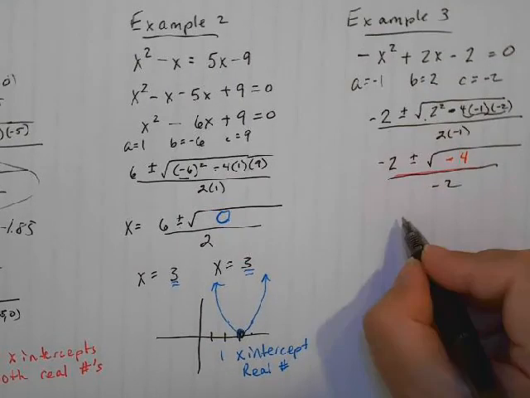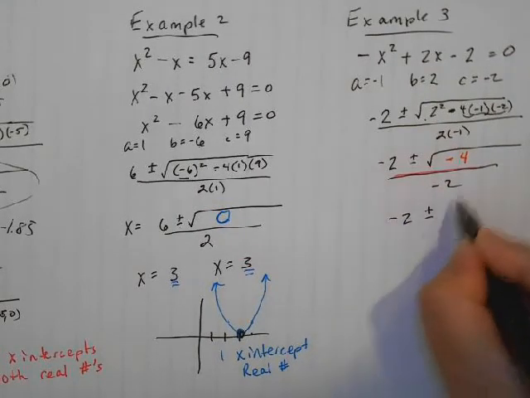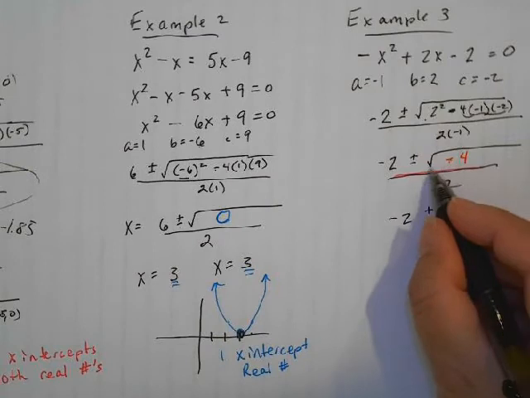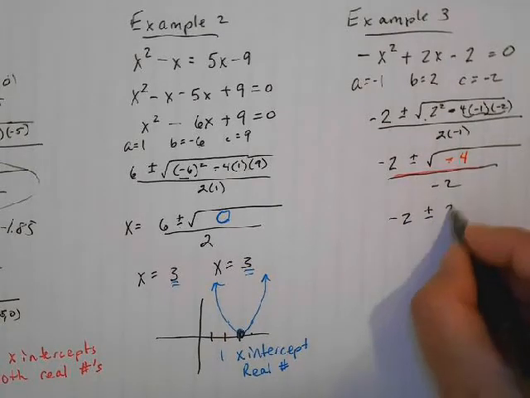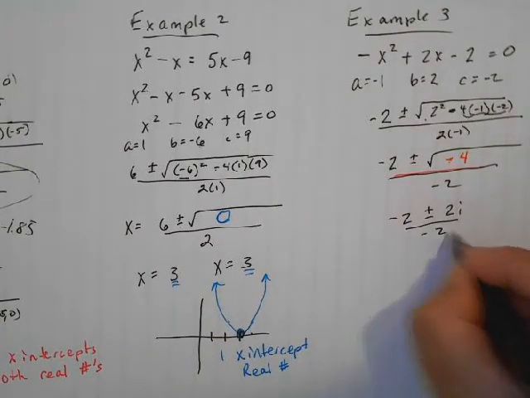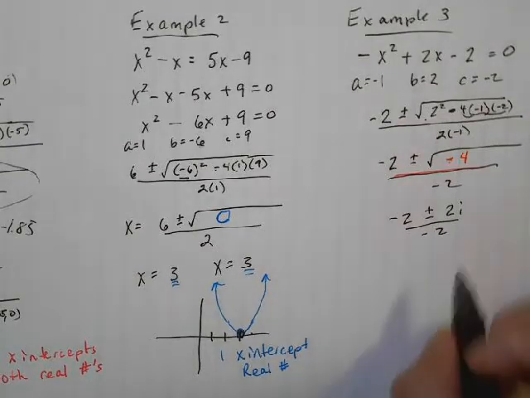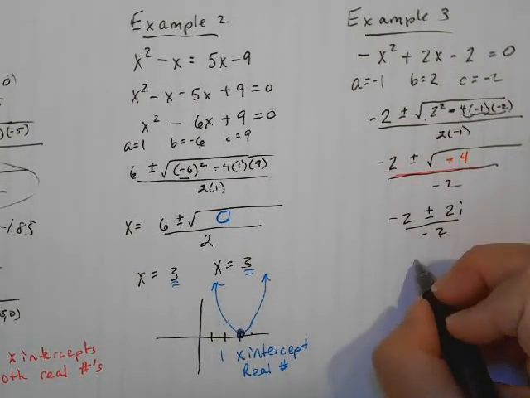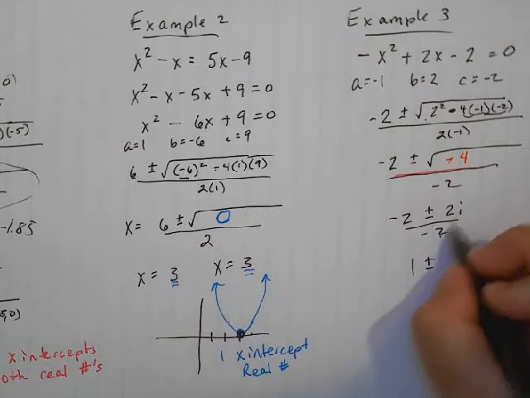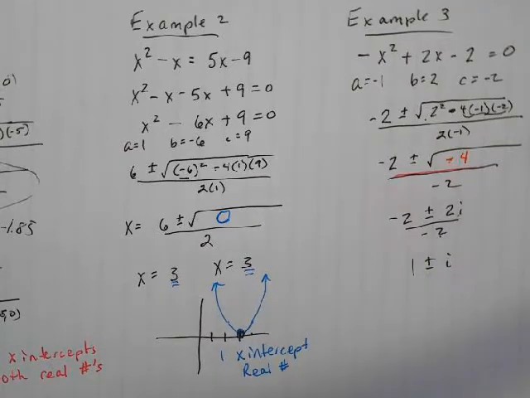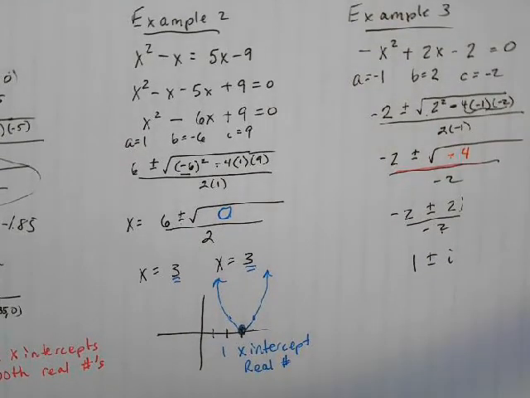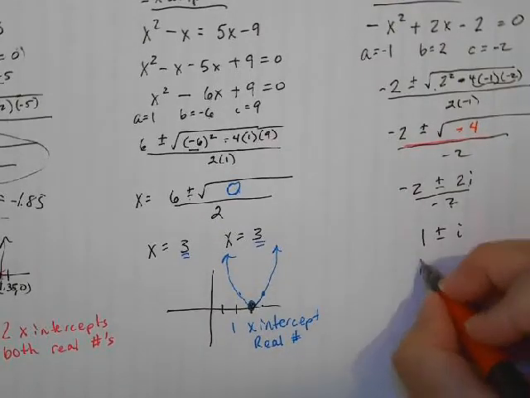-2. So I have -2 plus or minus, and we just learned that the square root of negative is i, so this is going to be 2i over -2. So when we divide, -2 goes in here 1 time, and it goes in here i times. So look at the two solutions we got. What kind of numbers are those? They're imaginary.